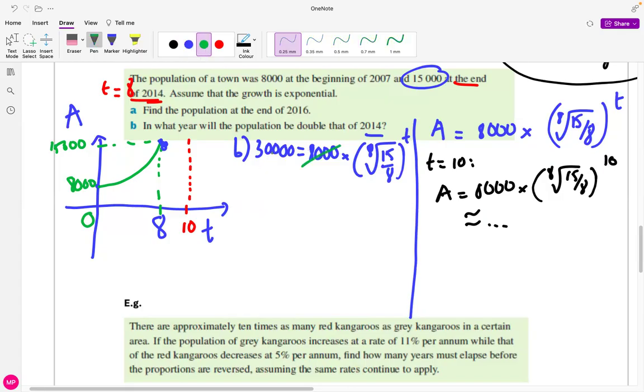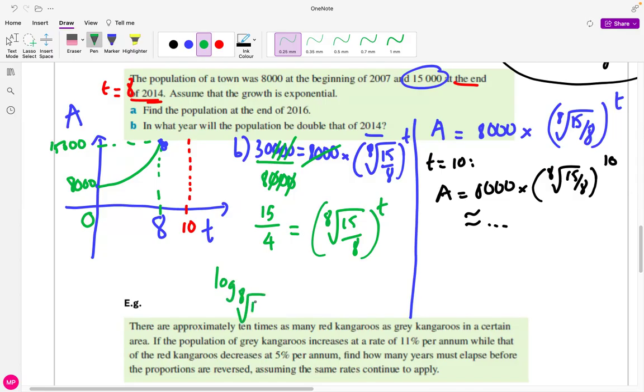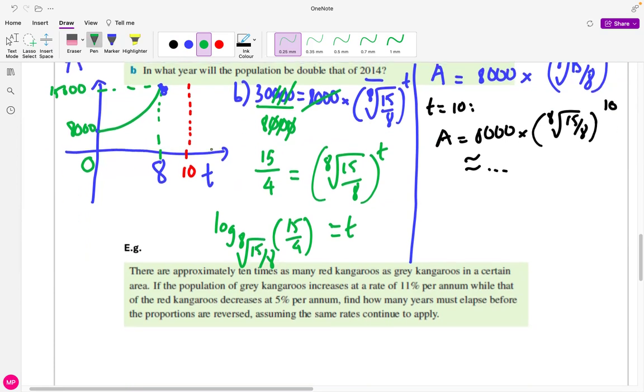So you divide by 8,000 on this side. 30,000 divided by 8,000 is 30 over 8, which is 15 over 4, equal to the 8th root of 15 over 8 to the power of t. Then to get rid of this constant, we take the log on the other side. So log base the 8th root of 15 over 8 of 15 over 4 gives you t. You put that on the calculator, you get the t value, and whatever that is, you add it to 2007, and that will be the year that we want.